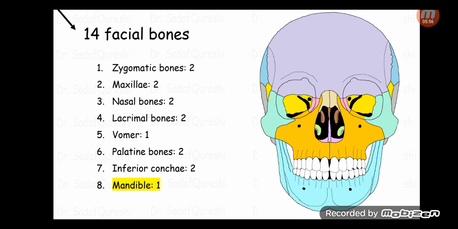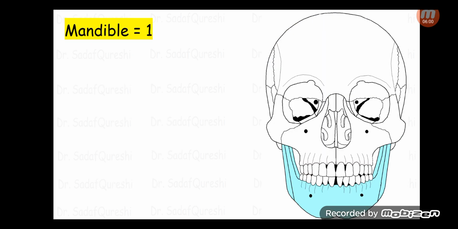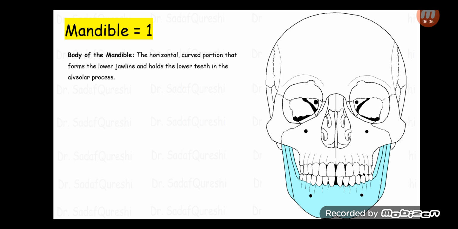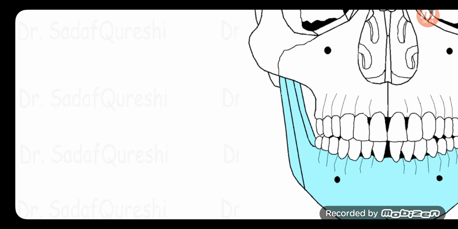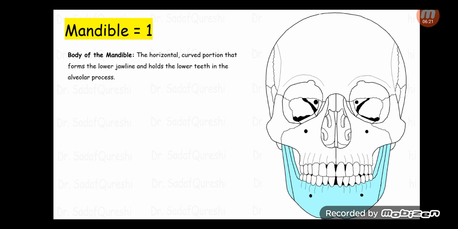Then we have mandible, that is the last bone of facial bone. In here we can see in diagrammatic representation, the colored part of the skull is showing the mandible. It has body of mandible. The parts of mandible include body of mandible, that is the horizontal curved portion that forms the lower jawline and holds the lower teeth in the alveolar process. Here you can see this mid area is the body of mandible.